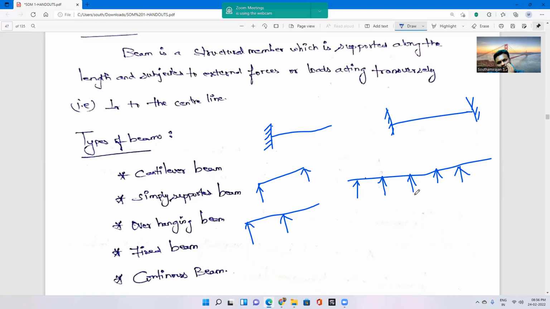Next will be the fixed beam. A fixed beam is one where both of its exterior ends are fixed by the supports. Next will be the continuous beam. A continuous beam has more than two supports, that is three or more supports in a sequential manner. That type of beam is represented as a continuous beam.